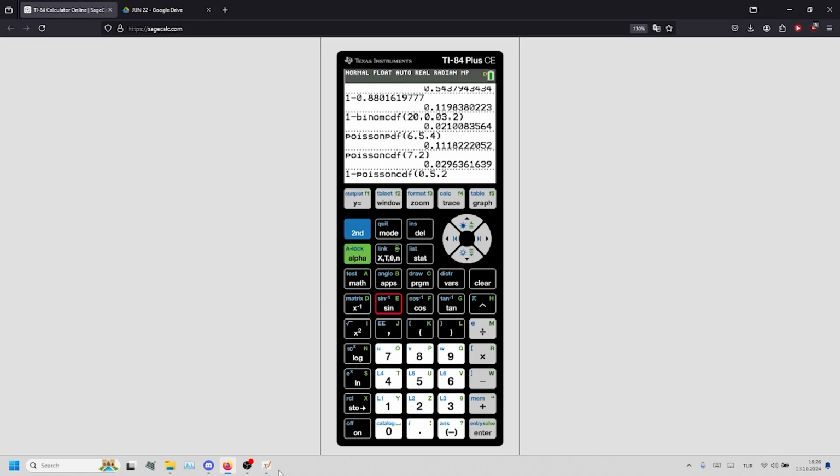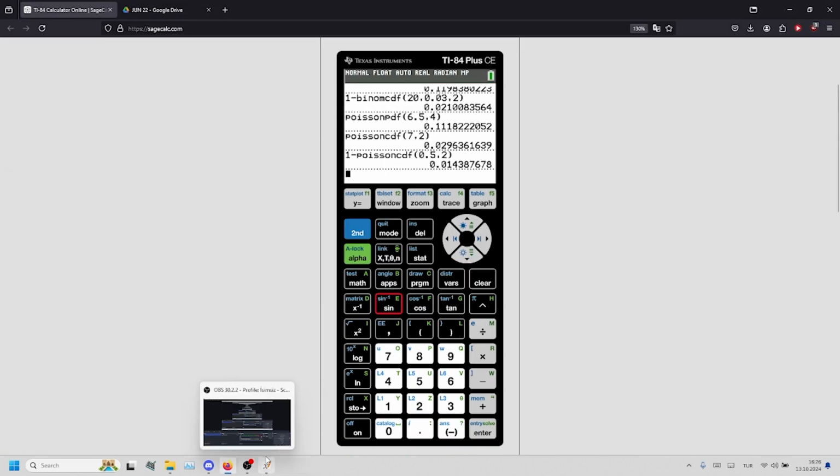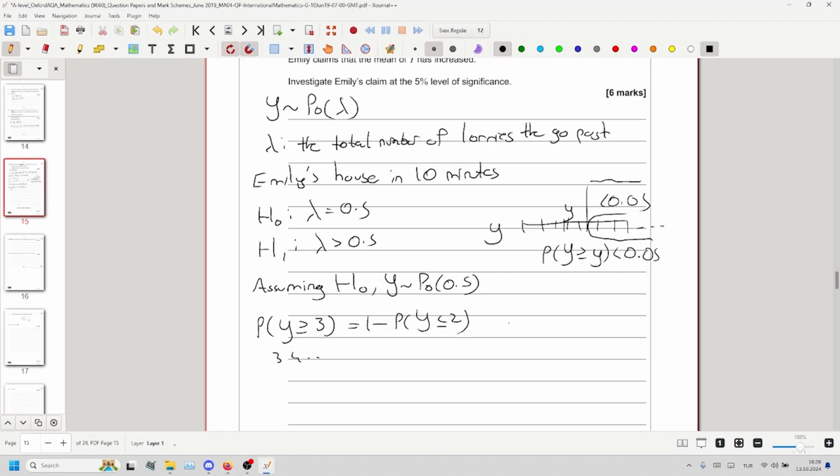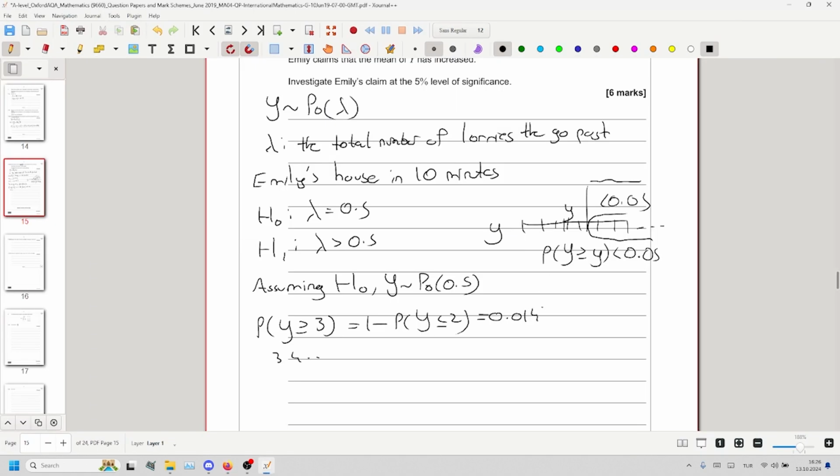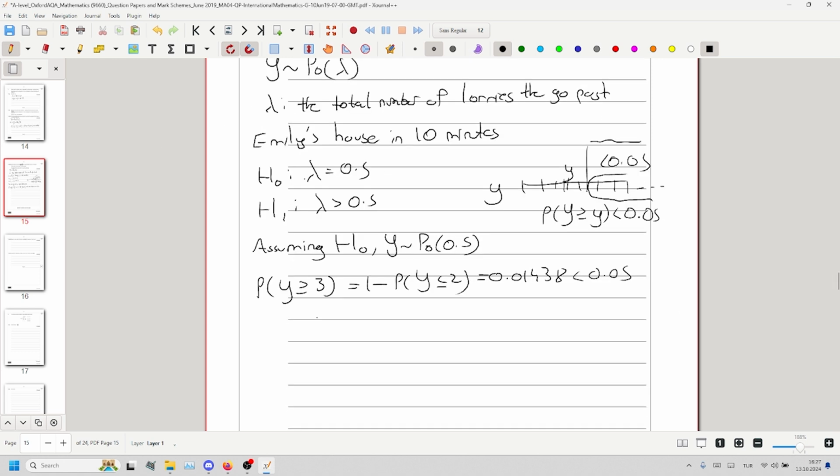So that's 0.01438. There we go. This 0.01438 is in fact less than 0.05. What this means is that it is in the critical region. So we reject H0 because it is in the critical region.